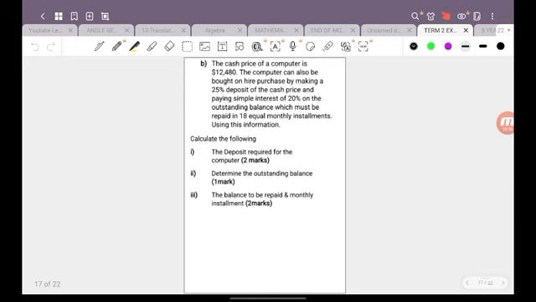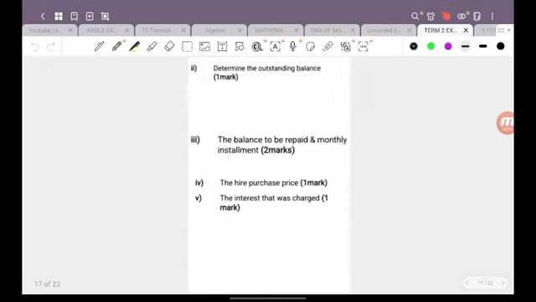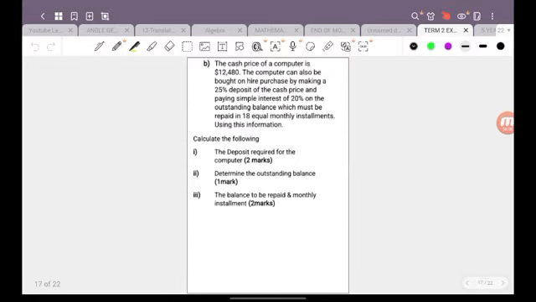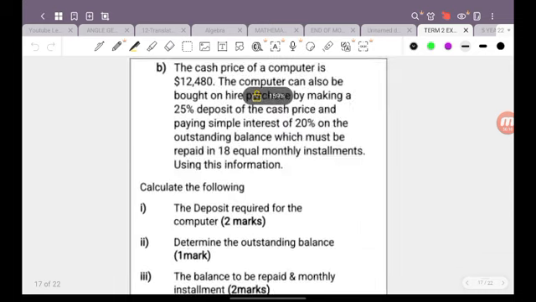First, they want us to calculate the deposit required for the computer. Next, they want us to determine the outstanding balance. Third, they want us to calculate the balance to be repaid in monthly installments. And I believe there are a few more questions around here, so we're going to take them down one by one. The first question is to calculate the deposit required for the computer. Let's go back to the information.